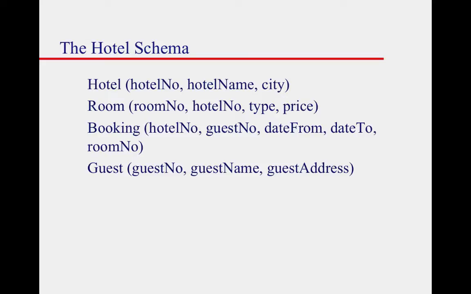If you look at this, it should be fairly obvious what we are using as primary keys for hotel and guest: hotel number and guest number. However, let's look at the room relation. Is room number by itself enough to uniquely identify a room? Why not? There could be the same room number at different hotels.